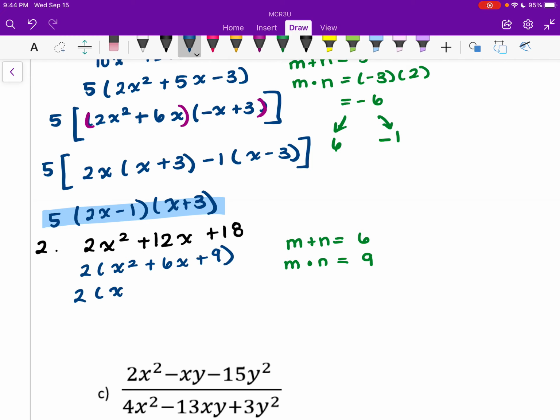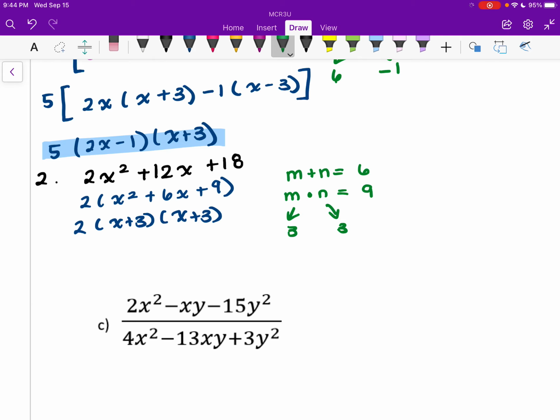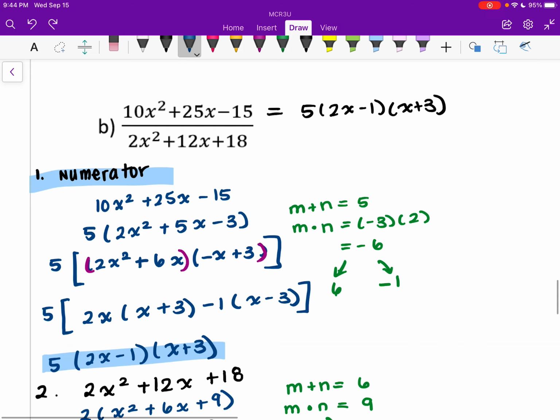So one bracket is going to be x plus 3, and the other bracket is going to be x plus 3, because those are my two numbers, m and n. 3 times 3 gives us 9, and 3 plus 3 gives us 6. So x plus 3 and x plus 3 are the same bracket, so it's just x plus 3 squared, and that's going to be my bottom. For the purposes of this particular lesson, I'm going to leave it as the two brackets, and that is with good reason. I'll show you why.